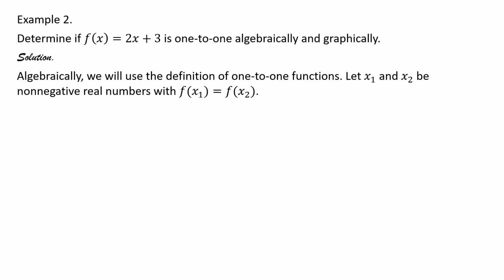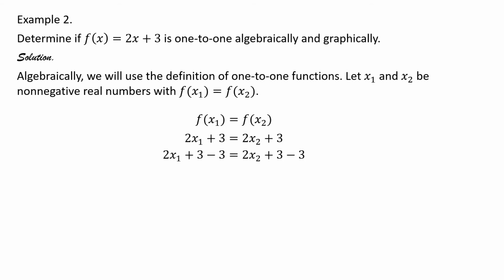Okay, so let's have example number 2. If f of x equals 2x plus 3 is one-to-one algebraically and graphically. So in algebraically, we will use the definition of one-to-one functions. Let x sub 1 and x sub 2 be non-negative real numbers with f of x sub 1 is equal to f of x sub 2. Okay, so let's change all the variable x from the given function into x sub 1 and x sub 2.